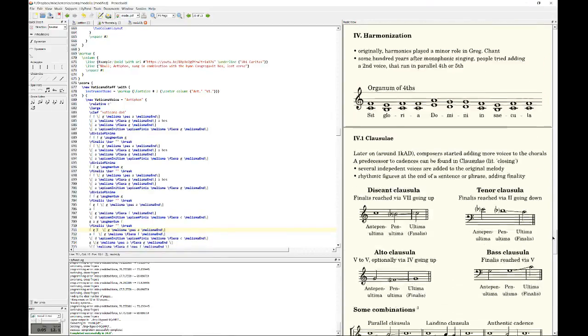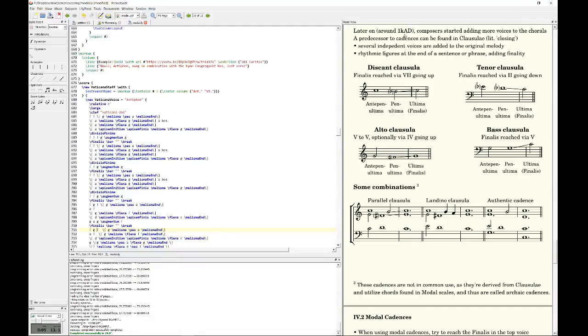Later on, around 1000 AD, composers started to add independent voices to already existing melodies. And whenever those melodies came to an end, or whenever the phrases within the melody came to an end, they would have a closing formula, so that the original voice and the added voice would all end up on the root or on the finalis.